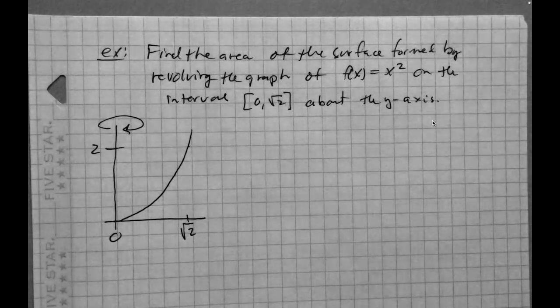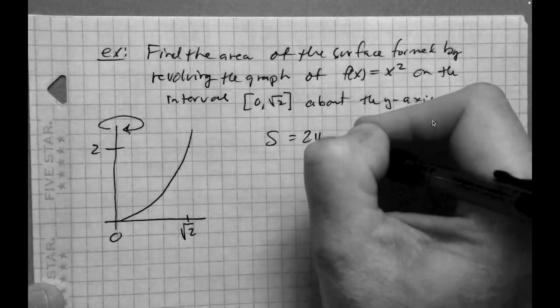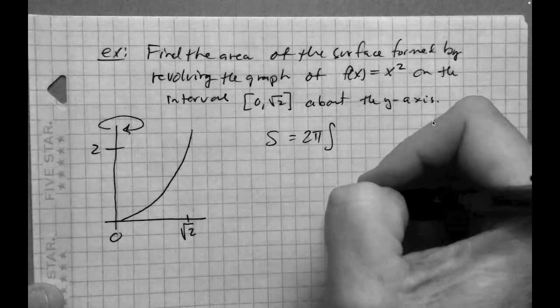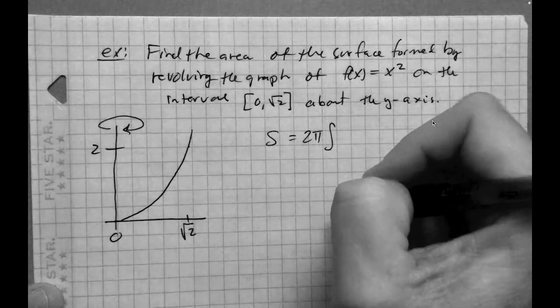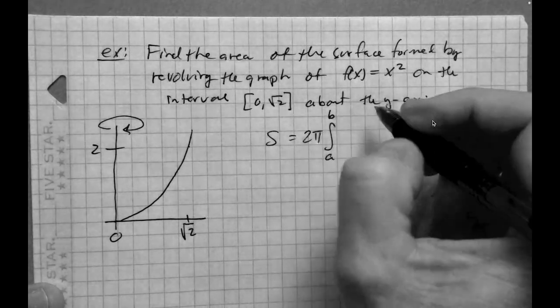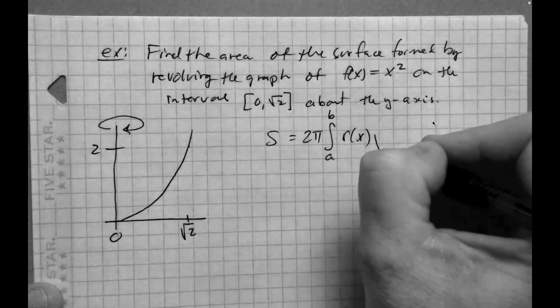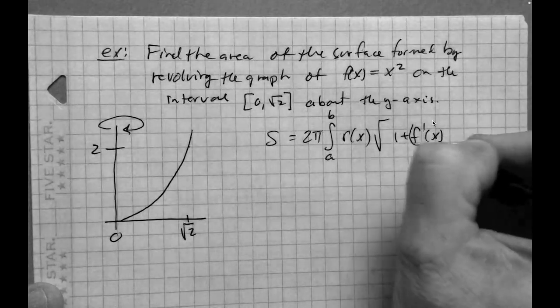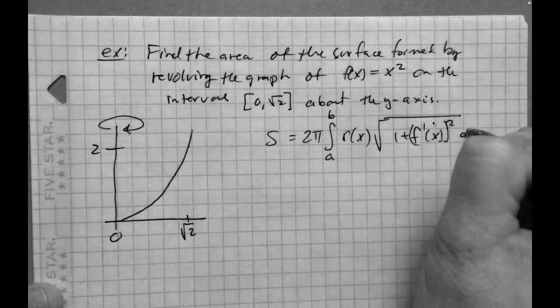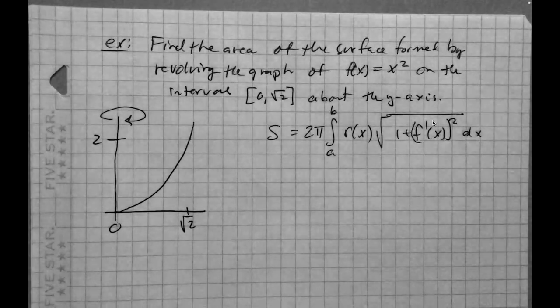Okay, so remember our integral looks like this. S equals 2 pi times the integral, I'll just put a to b, of r of x times the square root of 1 plus f prime of x squared. Okay, so this is our formulation here.